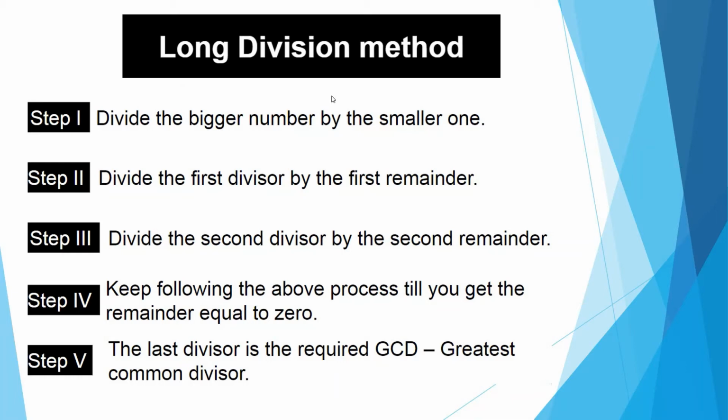Successive long continuous division method. So let's see the steps to perform this long division method. Step 1. Divide the bigger number by the smaller one. Step 2. Divide the first divisor by the first remainder. Step 3. Divide the second divisor by the second remainder. Step 4. Keep following the above process till you get the remainder equal to 0. The last divisor is the required GCD, the greatest common divisor or the highest common factor.